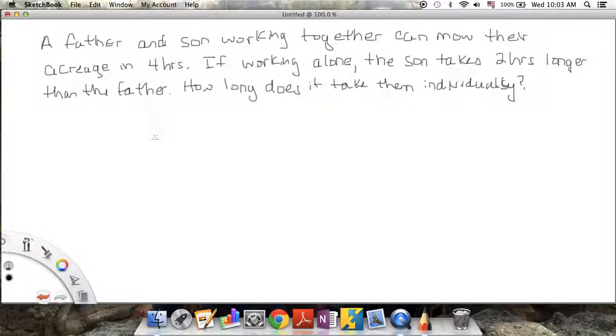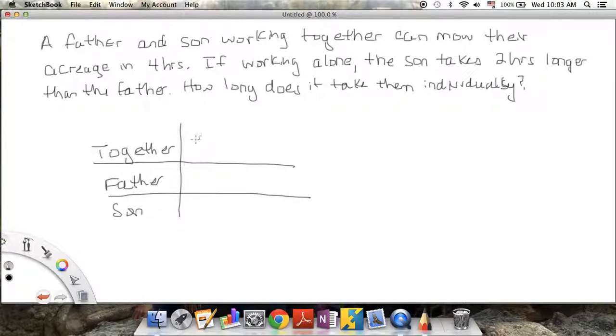Well, let's make a little chart here. We know that together it takes them 4 hours. We don't know how long the father takes, but we do know that the son takes 2 hours longer. So that's the number of hours it takes them. So what if I break this down into pieces? I don't know how many acres it is, so I can't really say how long it takes him to cut 1 acre, but I can break it into parts.